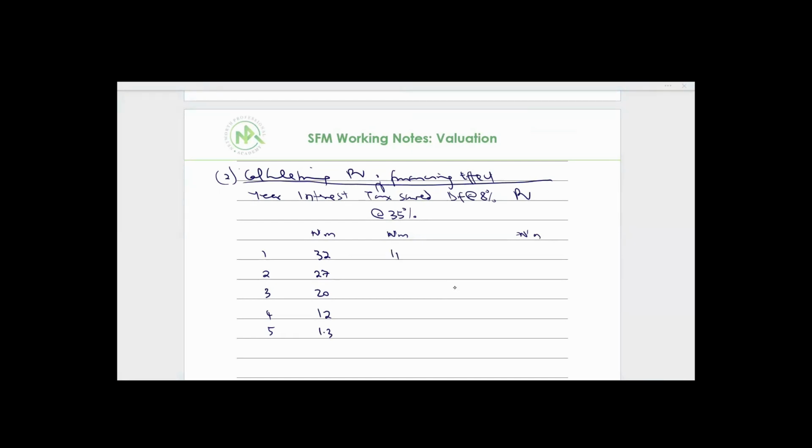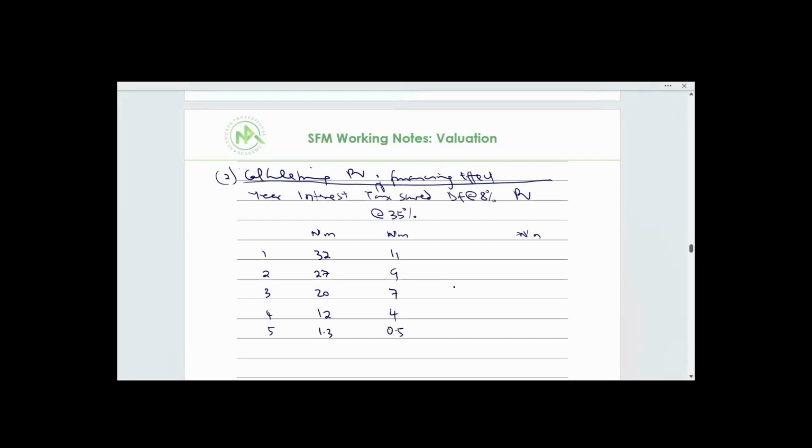Next one, 27 multiplied by 0.35 equals 9, rounding. Next one, 20 multiplied by 0.35 is 7. 12 multiplied by 0.35 equals 4. The last one, 1.3 multiplied by 0.35 equals 0.46. That's 0.5. Here is 0.5.